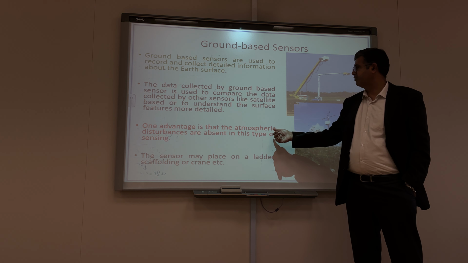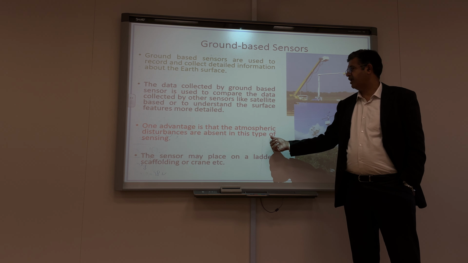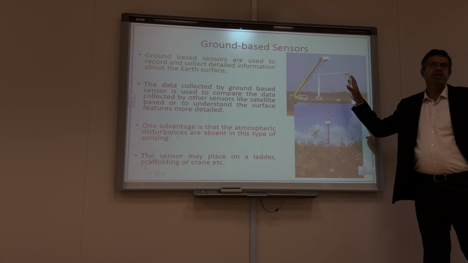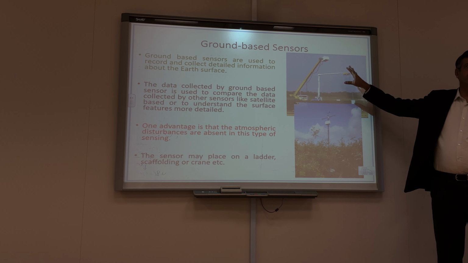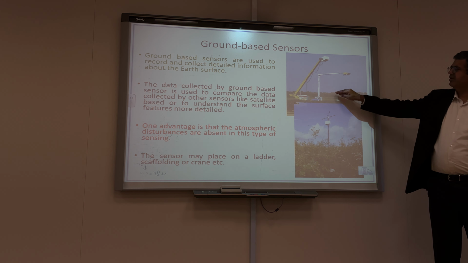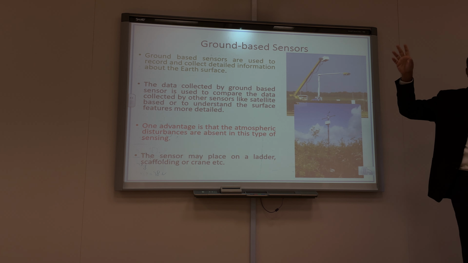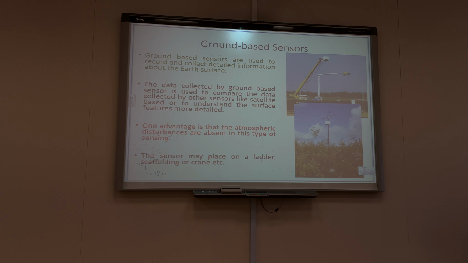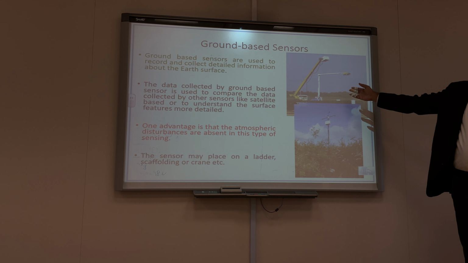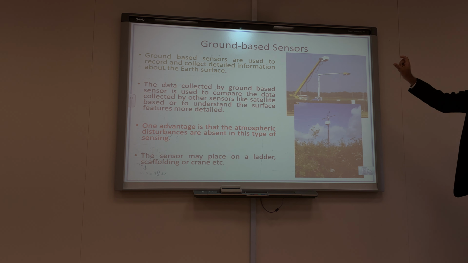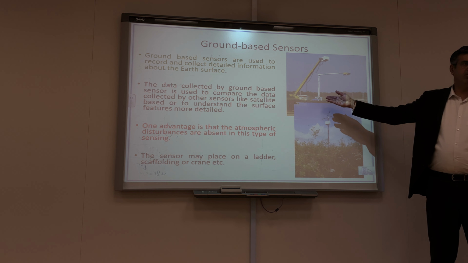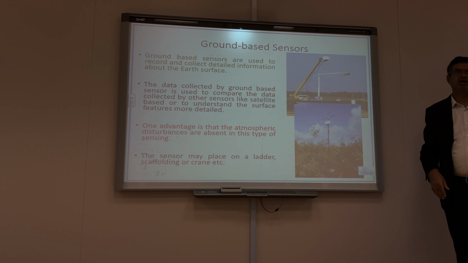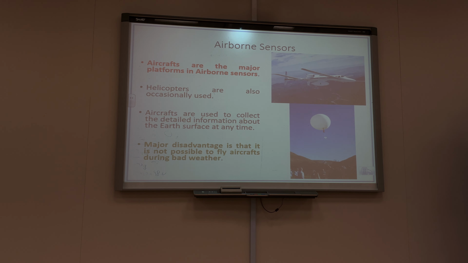One advantage of this type of sensor is that atmospheric disturbances are absent. If the weather is bad, if it is raining, if the wind is strong, if there is a dust storm, it will not be very difficult to do the remote sensing because the sensor is very close to the ground. So atmospheric disturbance will not affect the quality of the image to a high degree. Only small disturbances may be there. But the disadvantage is that it's very close to the ground, so you get only a small area covered by this sensor.